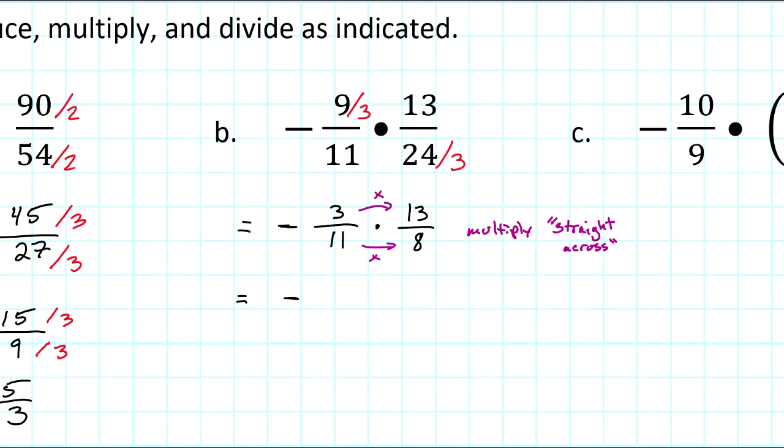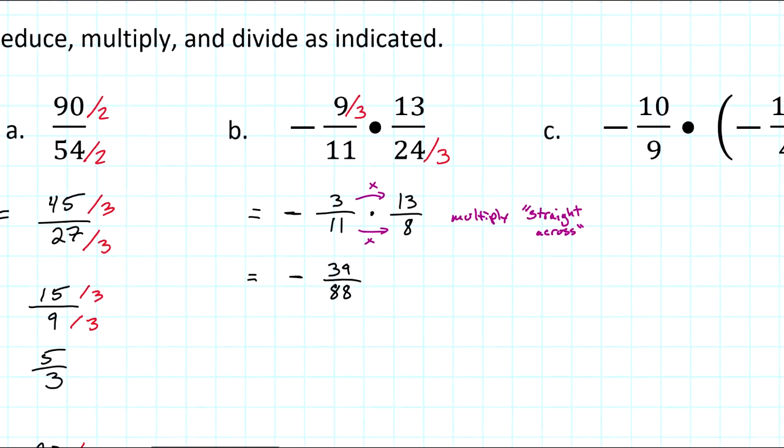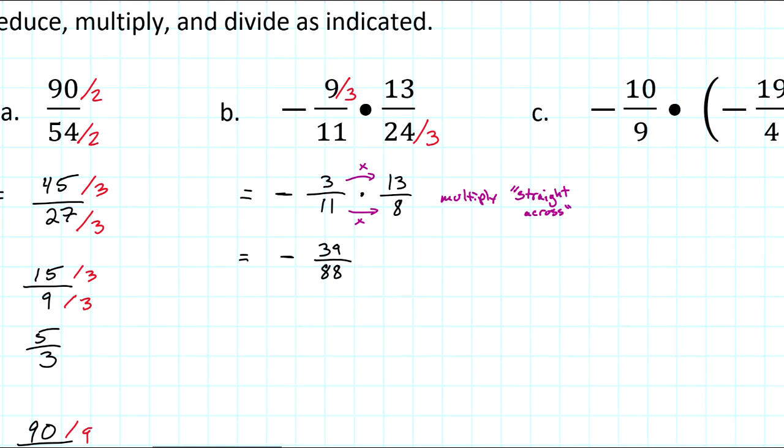So 3 times 13, that's not too bad. That's just 39. And 11 times 8 is 88. And because we've already reduced, we know that we don't have to reduce now. We've already completely reduced everything, so we're already done with the reduction, and that's our final answer.